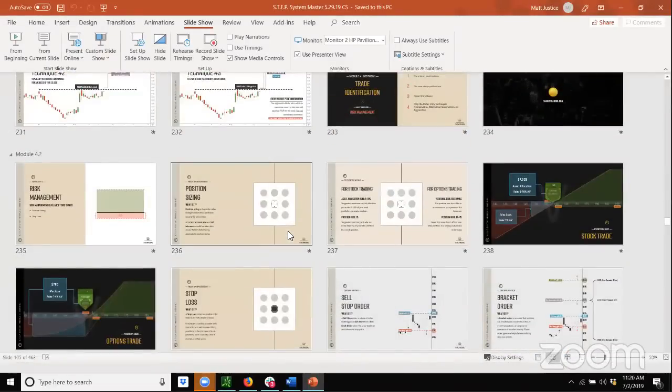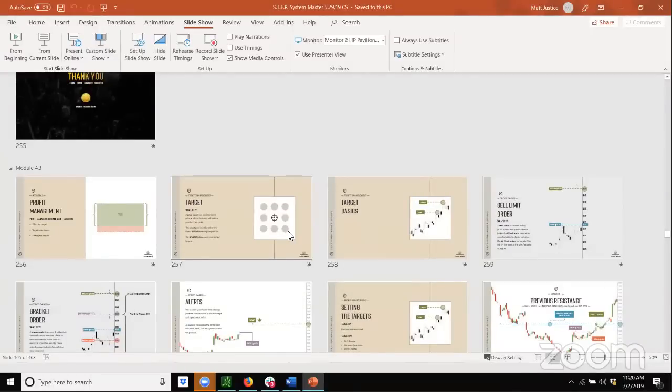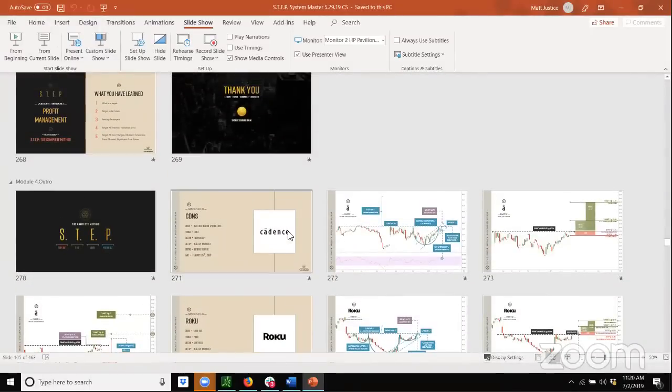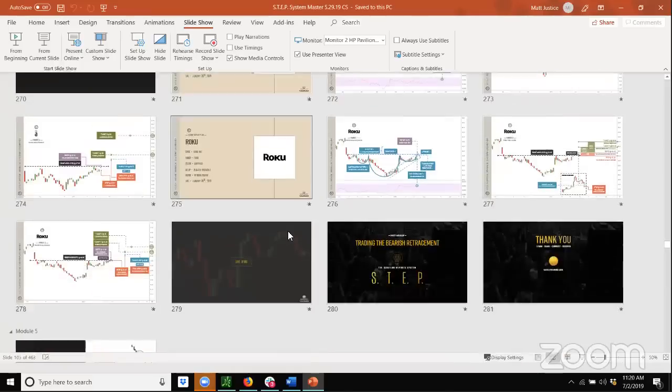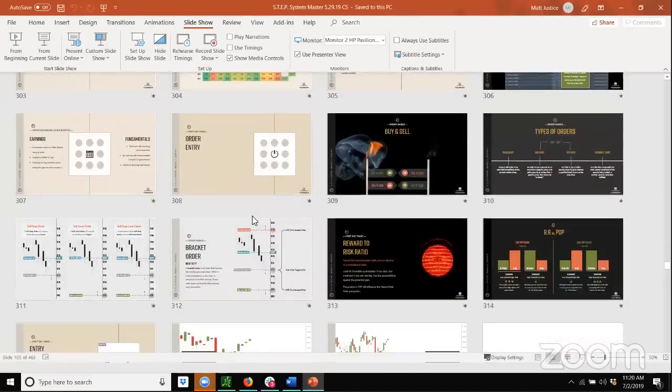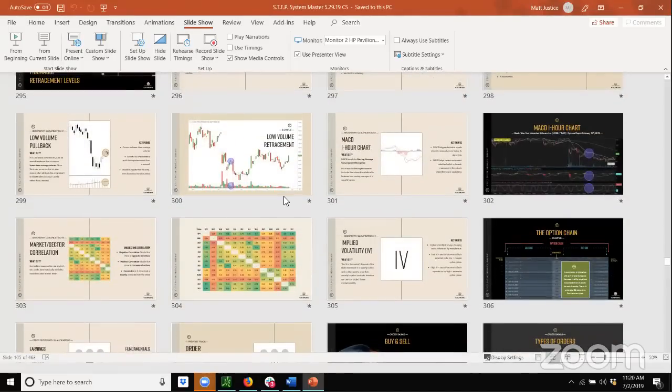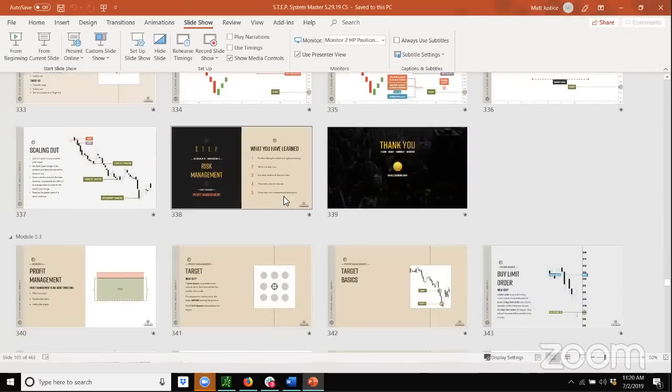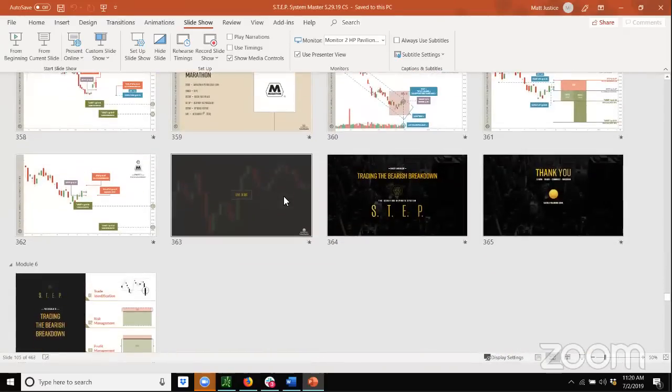You're going to be going through the different types, not only the core pattern, but how to trade the core pattern. What are your entry rules? So here's where we get started. You're going to go through your entry rules on everything, your stop loss rules, and your targeting rules.